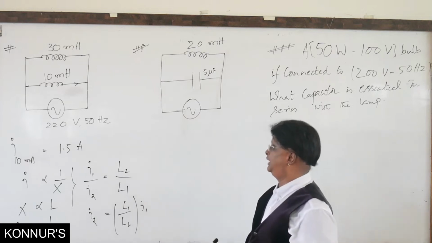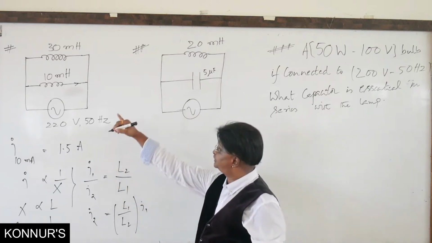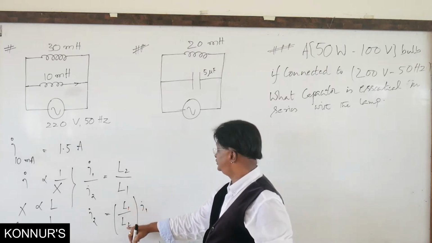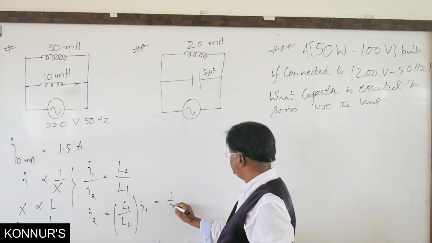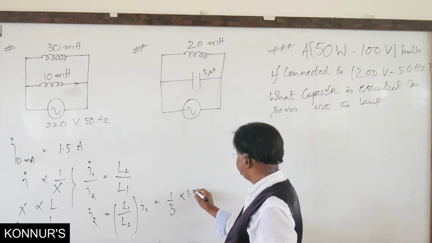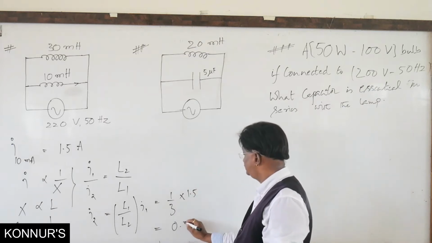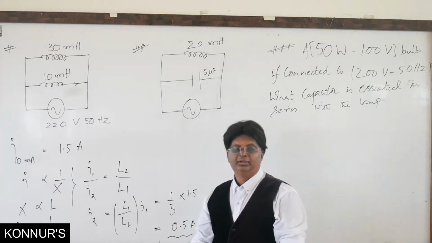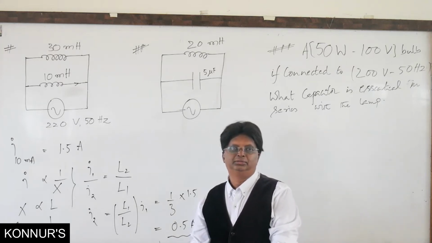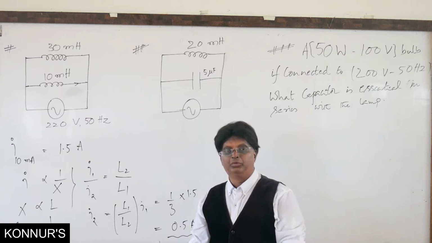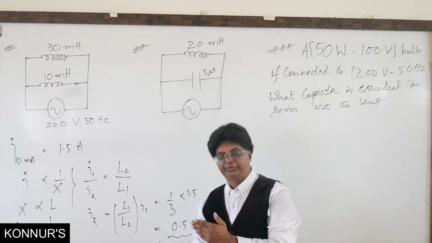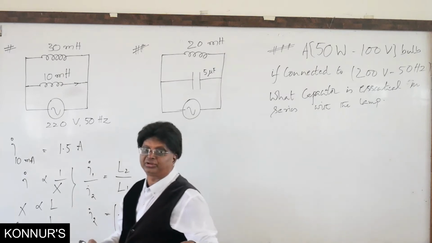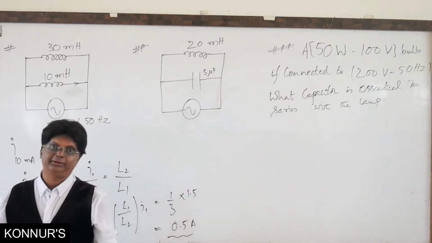Of course, you will substitute L1 and L2, which is 10 by 30. So this is 1/3 of 1.5, which is 0.5 ampere. Such simple things. Here the rule is both current division and also looking at the given data, writing which reactance we have to write.